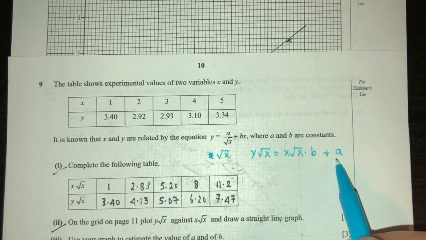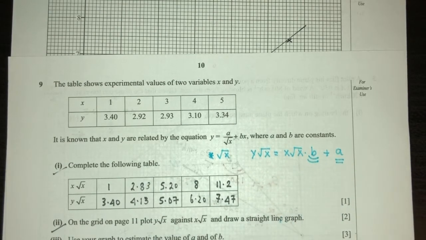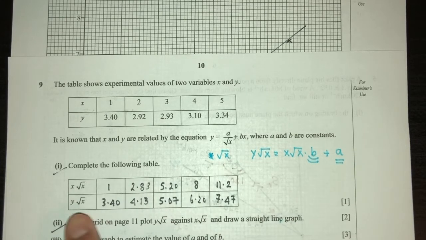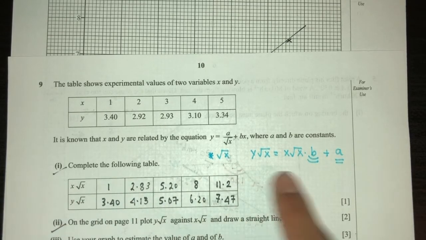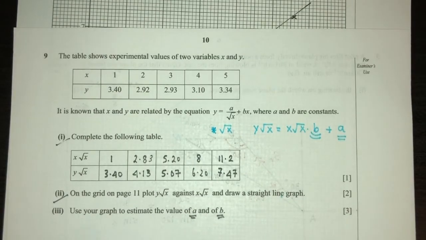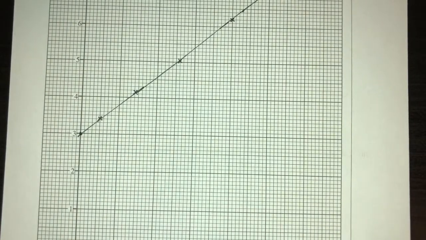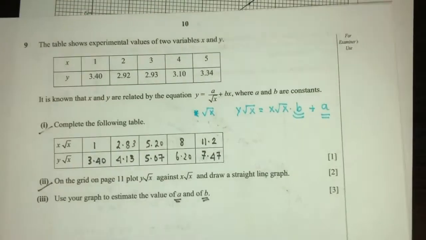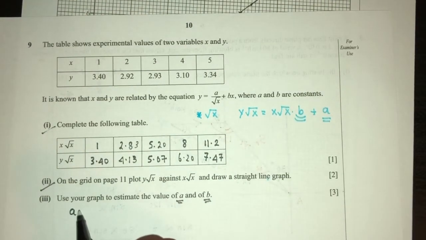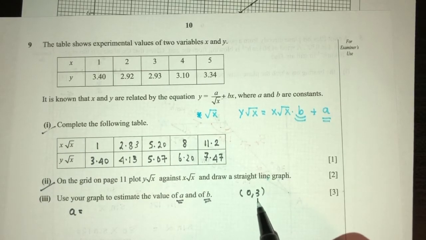So this is your y-intercept, and this is your gradient, as you can see, because here we have your y, this is your x, this is your gradient, and this is your y-intercept. So a will be your y-intercept. If you observe here, that will be this value, which is 0.3. So a, according to your graph, will be from the point 0.3. So a will be this value, which is 3, your y-intercept.